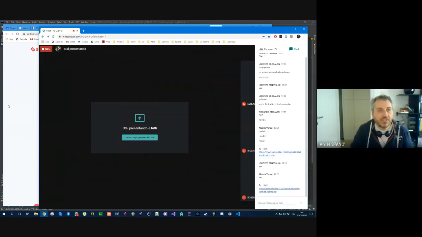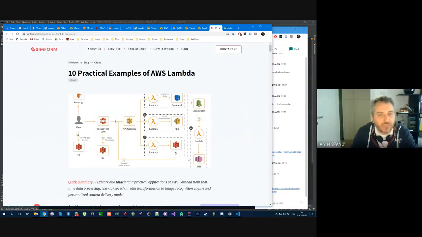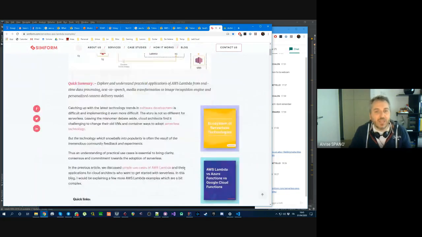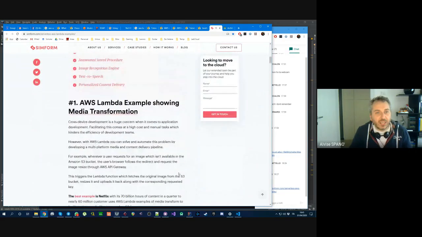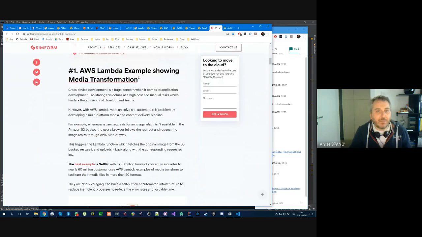This is another diagram showing you how the whole thing works by examples. Look, for example, here, the first example is an AWS Lambda example showing media transformation. Media transformation means, for example, transforming a picture, like in the example I said before, resizing a picture, or even something more complex, like compressing a movie, or analyzing an audio, or something like that.